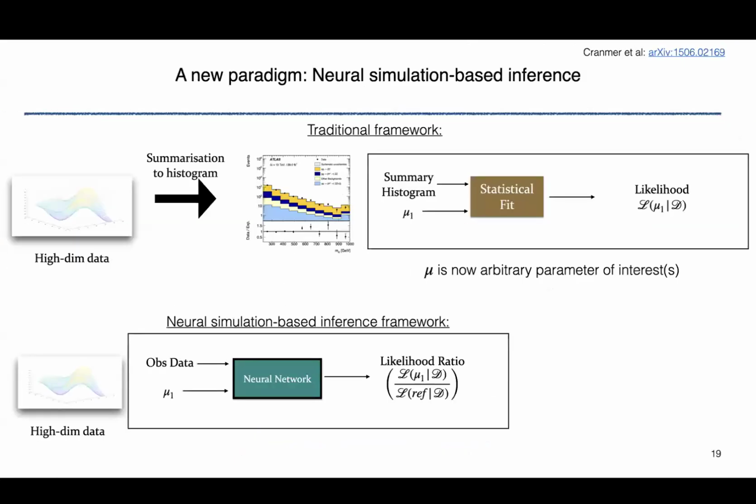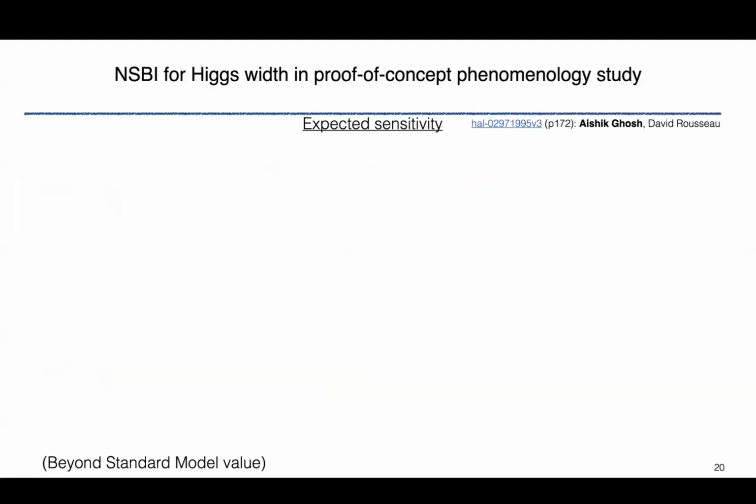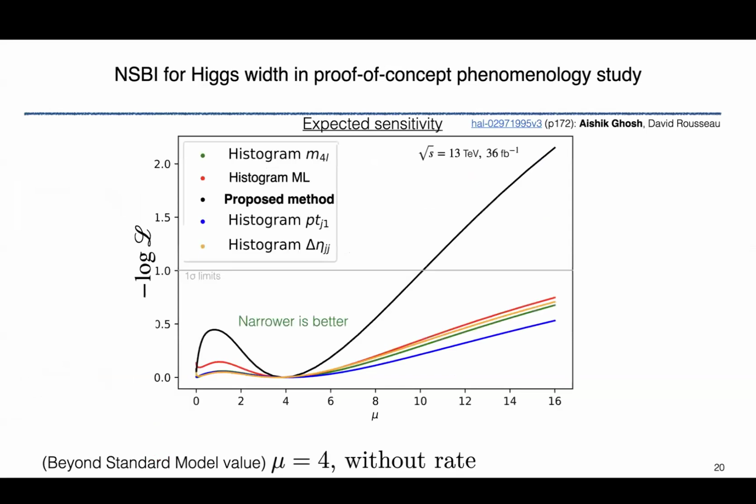Cool. All right. So yeah, neural networks nonetheless can kind of invert the simulator and get back this likelihood. So that's what we're gonna do. And so I did a phenomenology study on how this would affect our Higgs width analysis. I'm going to first show you some expected sensitivity for a beyond standard model value of mu at 4.